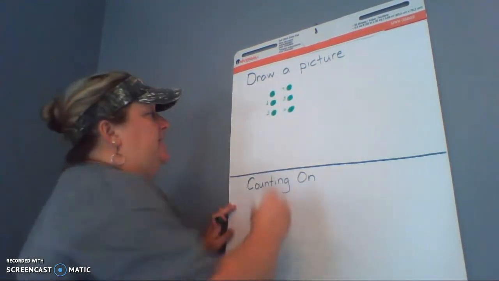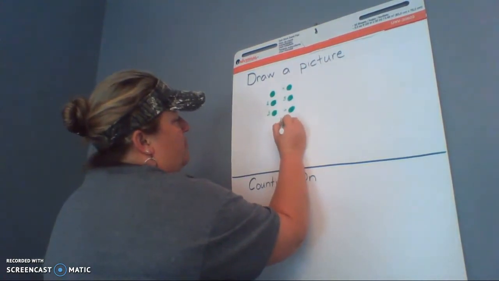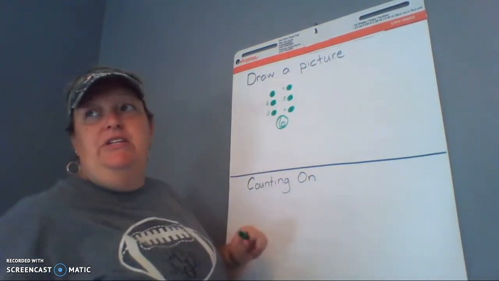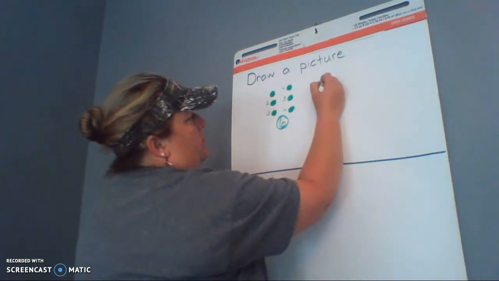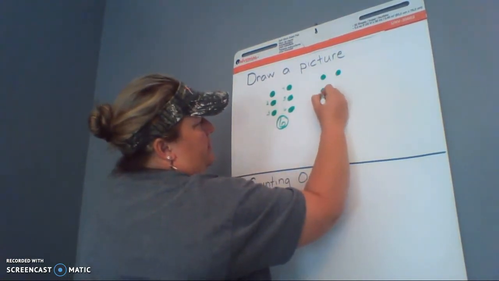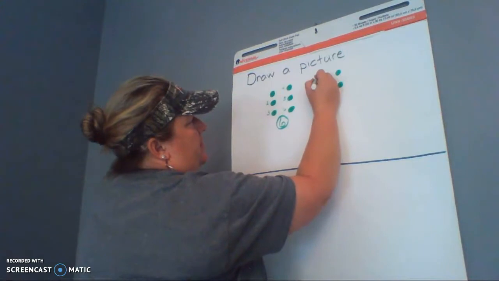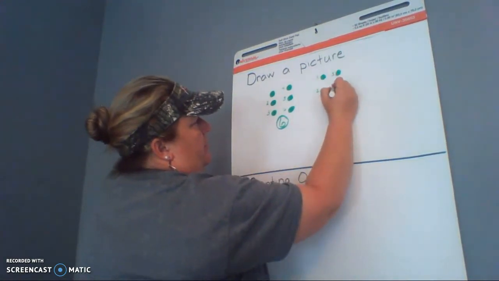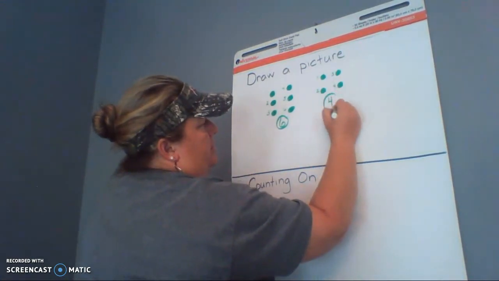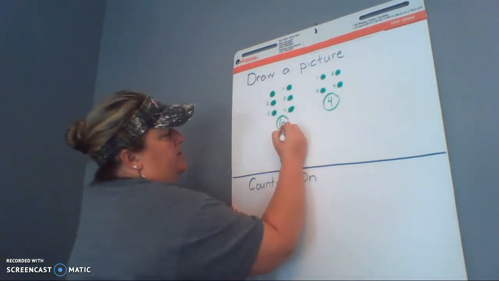And then she got 4 more. So here's her 6. And then she got 4 more. So 1, 2, 3, and 4. Good. So she has 6 and she has 4.